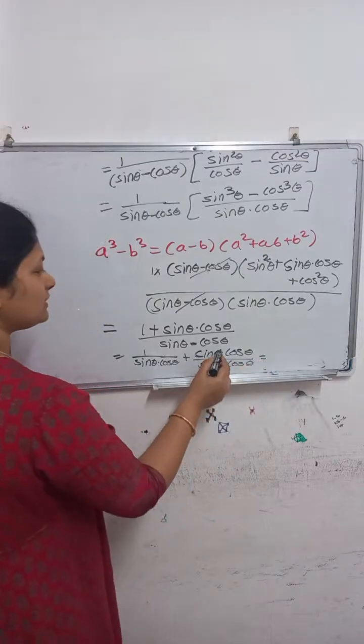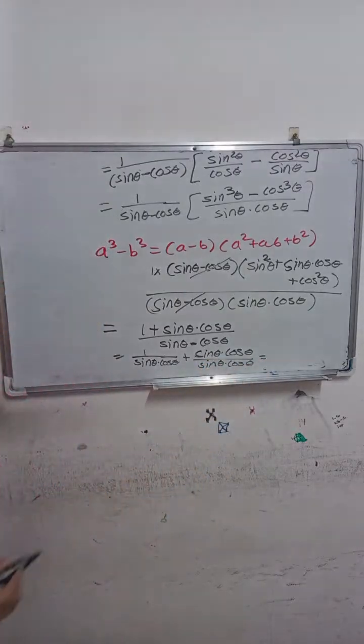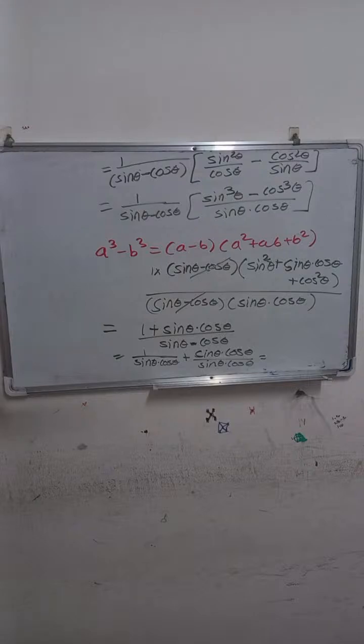So this gets cancelled. 1 by sine theta cos theta plus sine theta by cos theta, that gets cancelled. Once that is cancelled, then what will remain? 1 plus... So copied up to here, everyone? We want here 1 plus secant theta cosec theta.